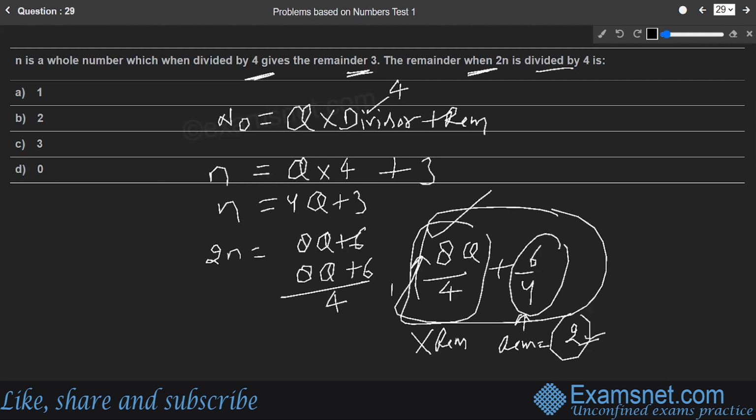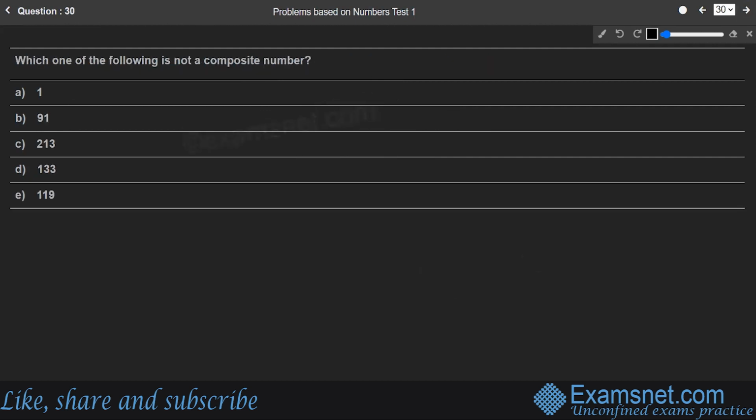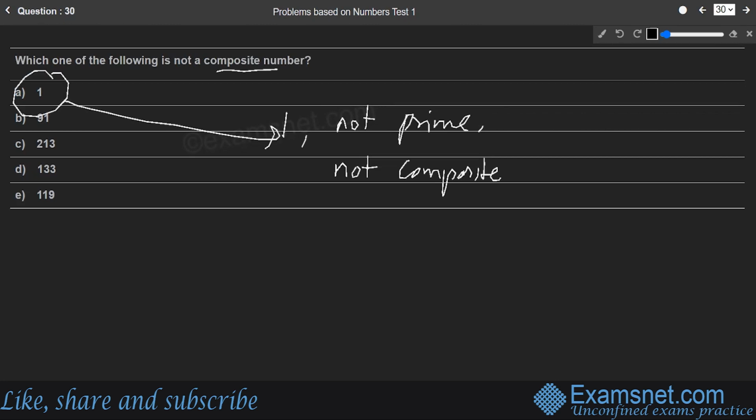Let's see where it is available. It is available in option B, so that becomes the right answer. Now, which one of the following is not a composite number? We clearly know that 1 is a number which is not composite and not a prime number. That is an exception. The composite numbers start from 4, 6, 8 and so on. The prime numbers start from 2, 3, 5, 7 and so on. So clearly 1 is that number, because it's an exception, neither prime nor composite. So the answer is option A.